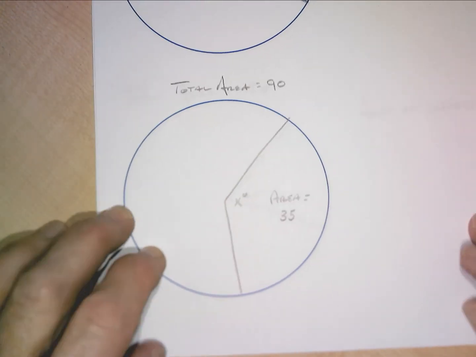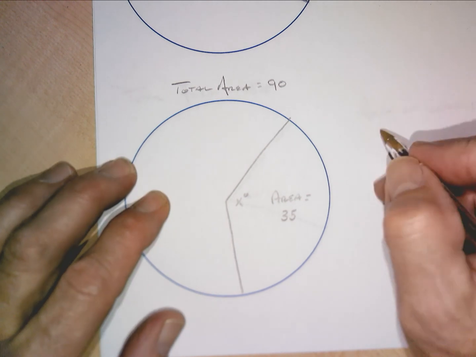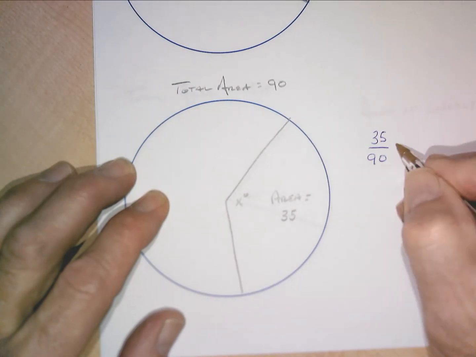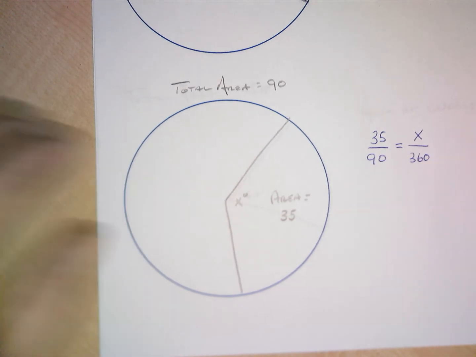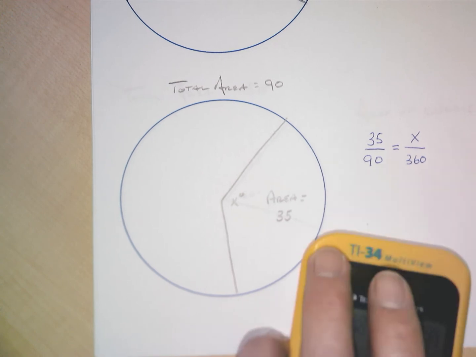A couple more examples. I just want to do one that has pi in it also, but one more area example. In this case, the area of my wedge is 35. My total area is 90. I'd like to know what is the angle that captures that wedge. I just kind of manufactured these numbers, so I don't know what they're going to give us. Clear. 35 times 360 divided by 90 gives me 140 degrees.